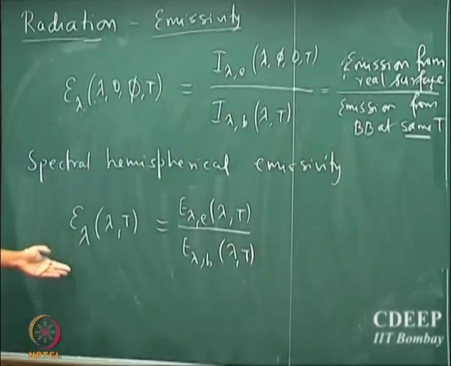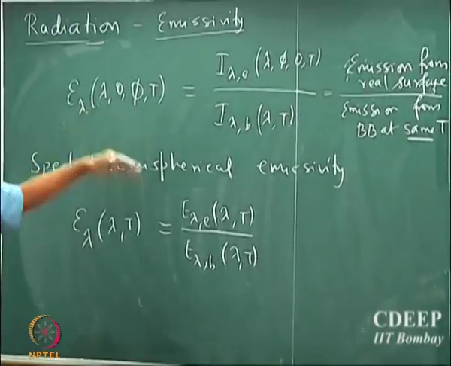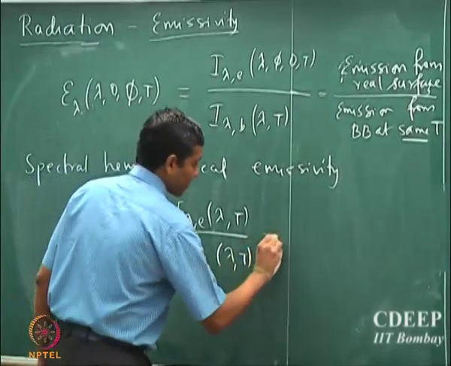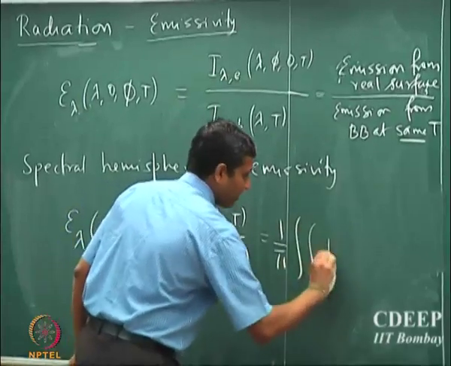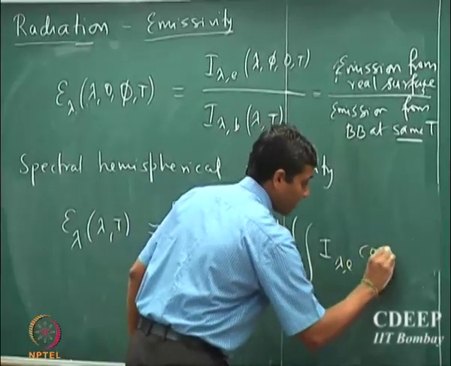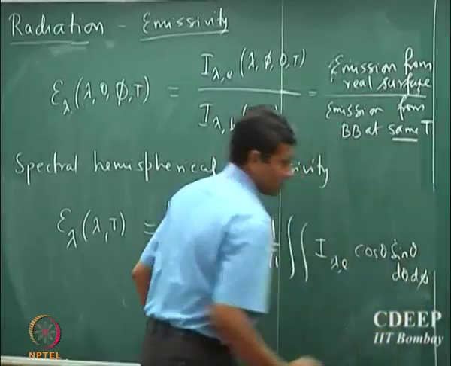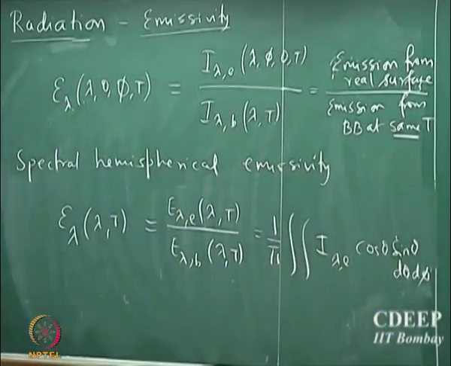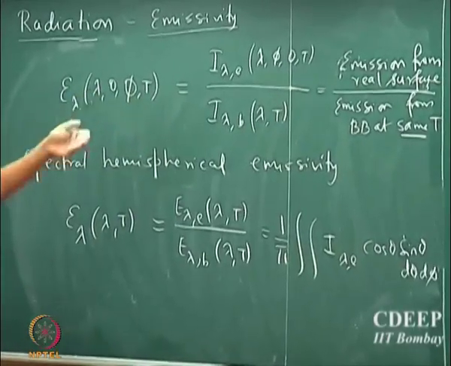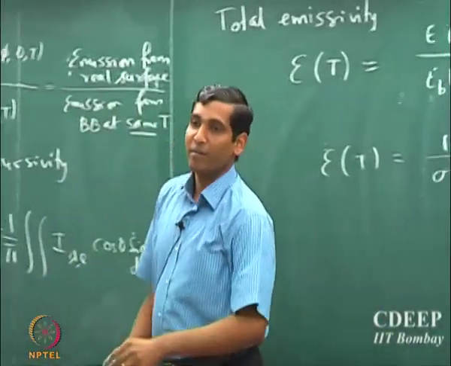Similarly, if I know the spectral hemispherical emissivity, I am done. So if I know the local emissivity, I should be able to calculate the spectral hemispherical emissivity, because that is given by 1 by pi double integral the local emissivity, which is lambda e, into cos theta sin theta d theta. So if I know the local emissivity, I should be able to calculate the local emissive flux, spectral hemispherical emissive flux, and also the total emissive flux.